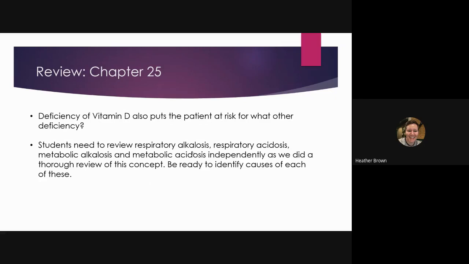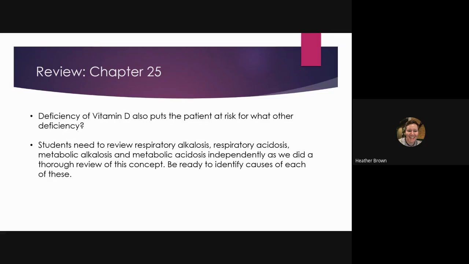So something I feel like we've mentioned a couple of times, maybe not in great detail. So what other deficiency? Calcium. So I already see the answer here. Vitamin D deficiency also puts the patient at risk for calcium deficiency because of the patient's inability to absorb calcium. So vitamin D and calcium go hand in hand. Deficiency in vitamin D, we expect to see a deficiency in calcium as well.